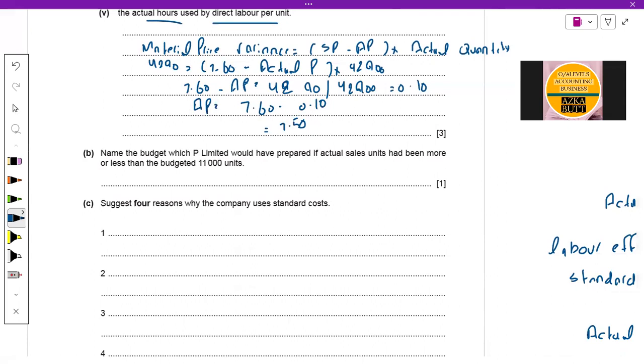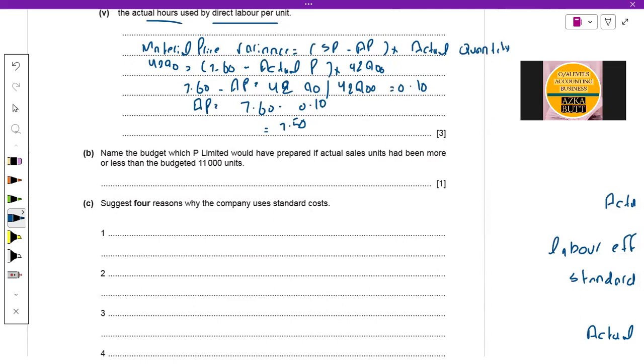Name the budget which P Limited would have prepared if actual sales units had been more or less than the budgeted 11,000 number of units. So if P Limited had prepared a budget to account for actual sales units being different from the budgeted 11,000 units, they would have prepared a flexible budget.